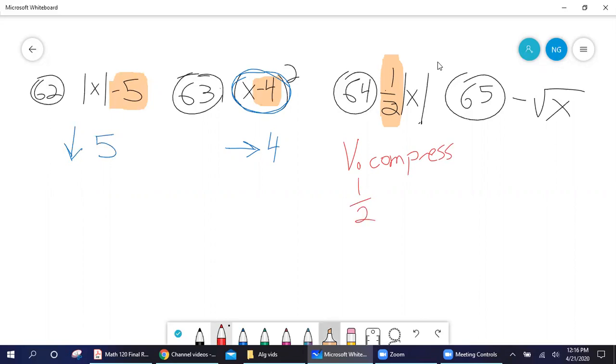And number 65, when we multiply a function by a negative, that flips it. This is going to reflect over the x axis. It's a vertical reflection, which is a reflection over the x axis.